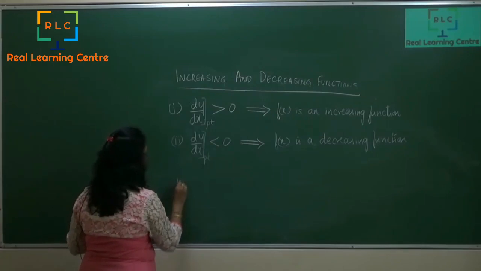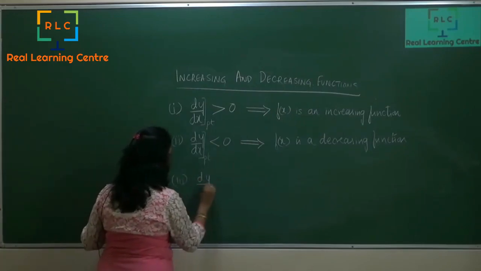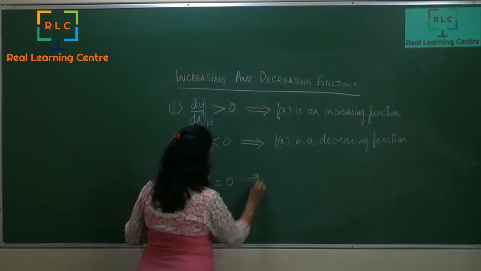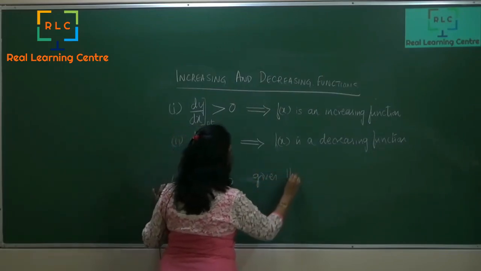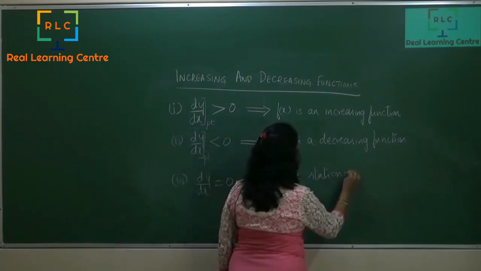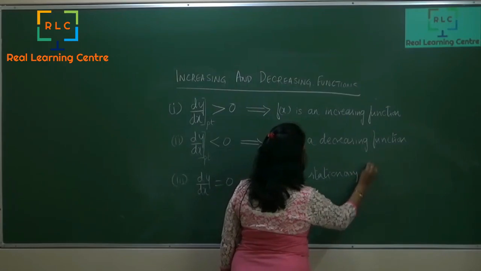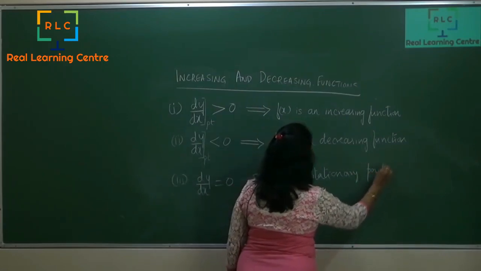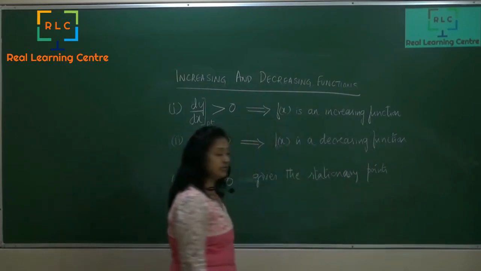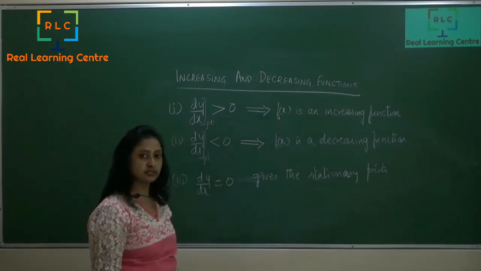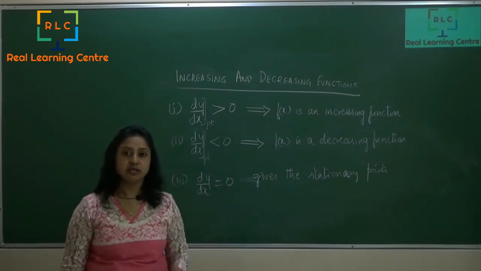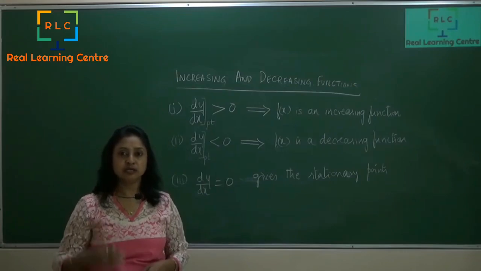So what do you conclude for dy by dx equal to 0? Dy by dx equal to 0, I will write, gives the stationary points, where the wave is standing. Stationary, you have stationary with 'ary' at the end. Be particular with the spellings. This is stationary, stationary points. So, these stationary points are the points where my curve is turning between increasing and decreasing.